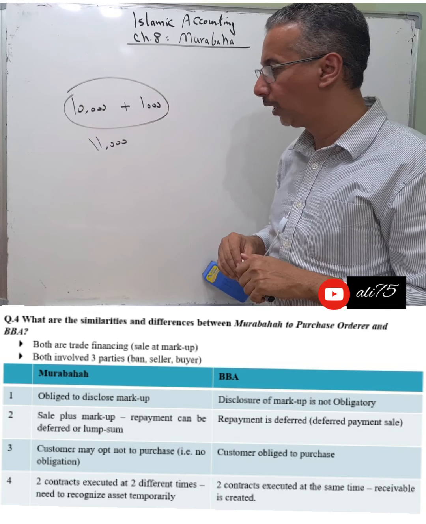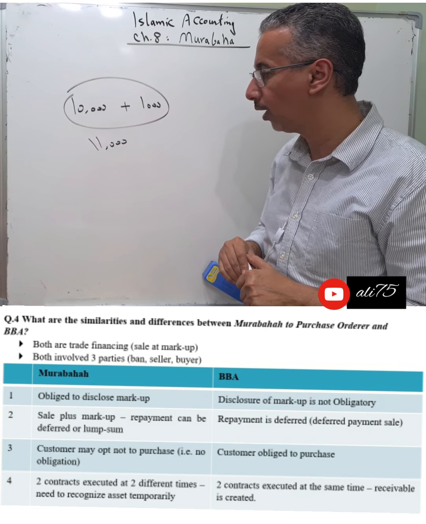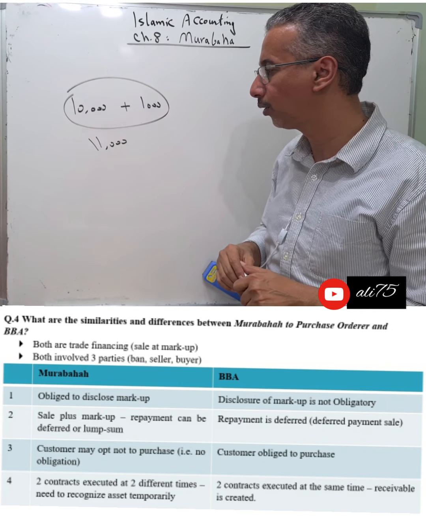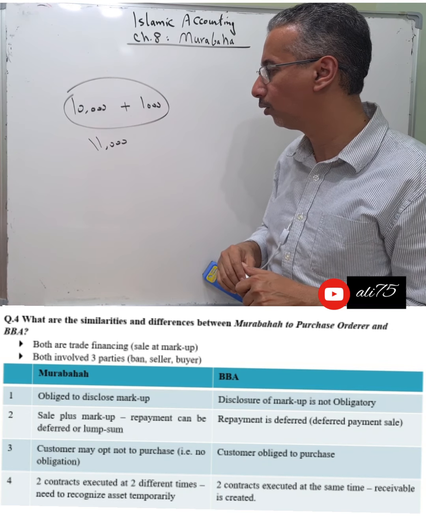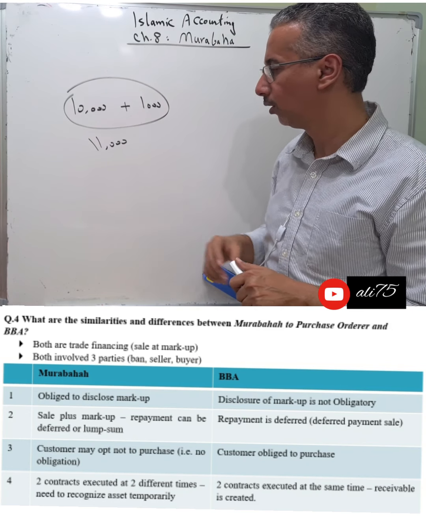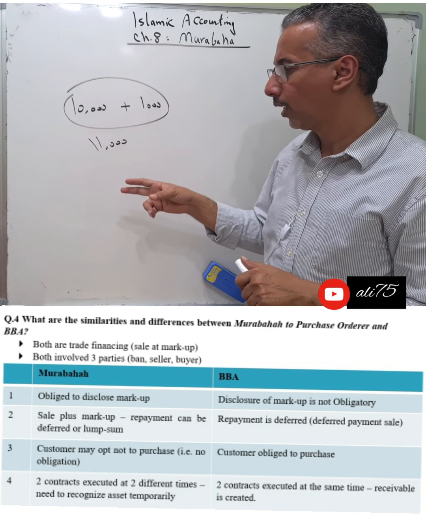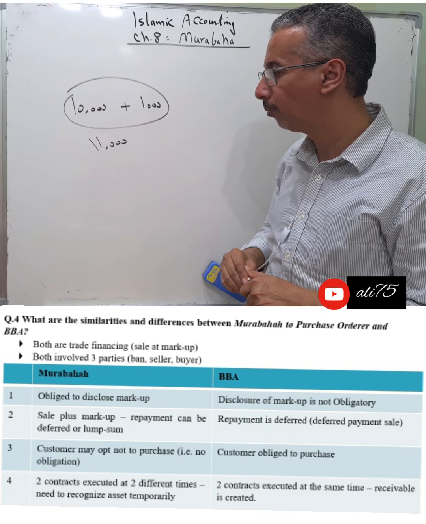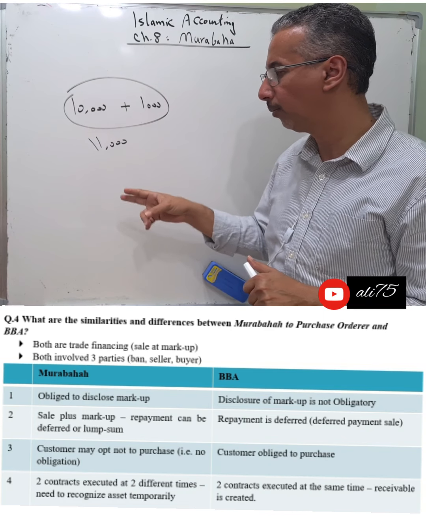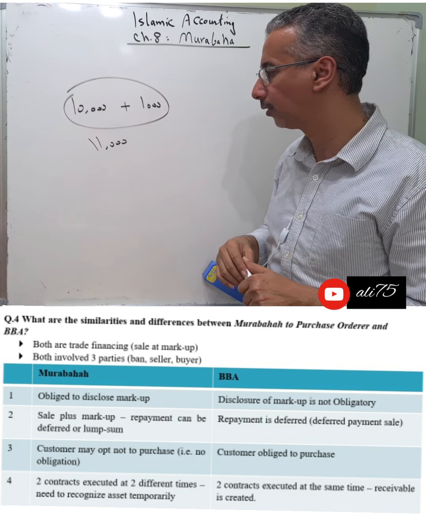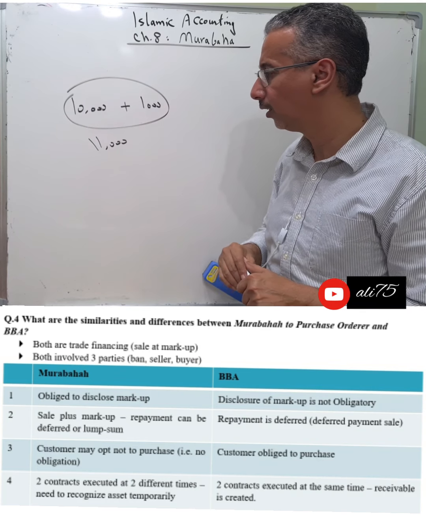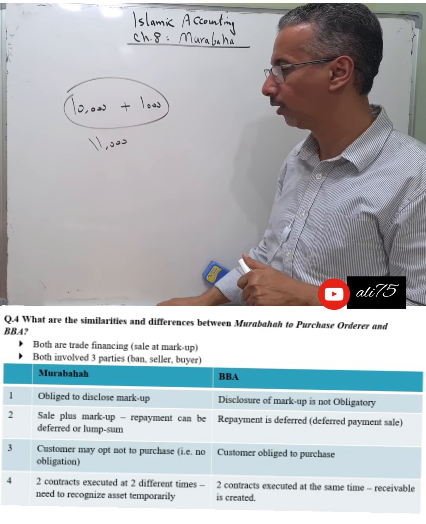Going to the differences between normal Murabaha and بيع بثمن آجل. In Murabaha the bank is obligated to disclose the markup, while in بيع بثمن آجل disclosure of the markup is not obligatory. It's not compulsory. Second difference, sale plus markup: the repayment can be deferred or lump sum. In بيع بثمن آجل, repayment is deferred payment. They delay as installments usually.